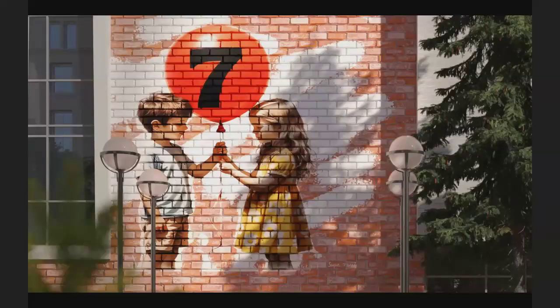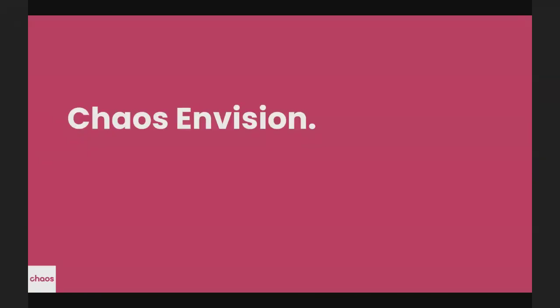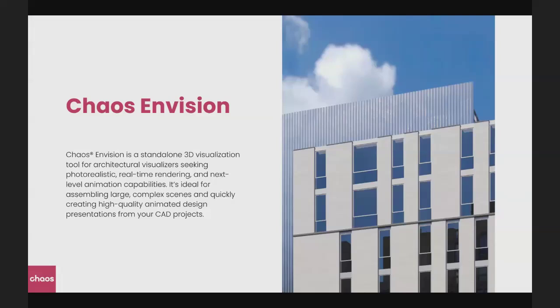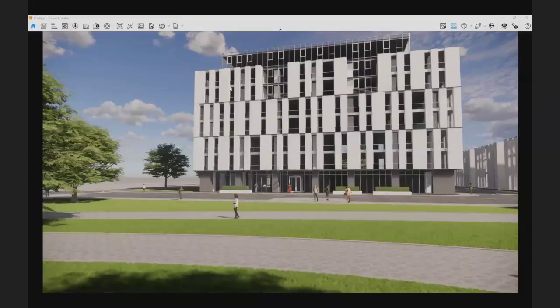Nowadays, this is possible thanks to a new hardware technology. Thanks to the RTX graphic cards, we've produced a new render engine, which is called Chaos Envision. Chaos Envision is a standalone 3D visualization tool that can help us to render in real time, just like in Enscape, but with the quality of V-Ray. So we have the best of both of these worlds. We have the great quality of V-Ray in combination with the real-time experience. So let's see first how we can go there.